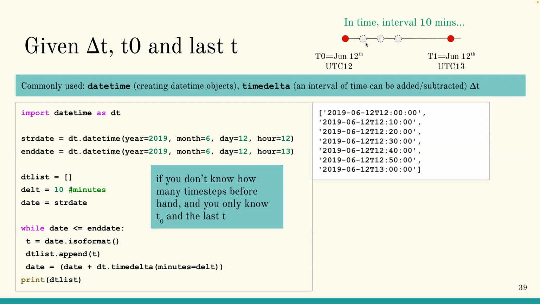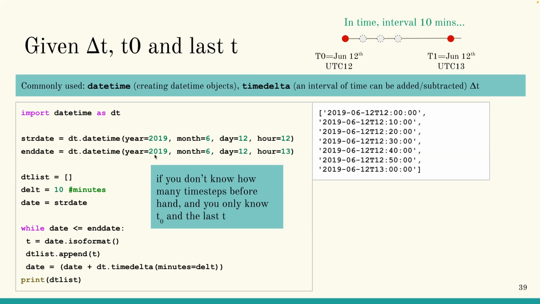We do not know the number of data in here. We just know the beginning, the end, and delta T. Okay, so how do we do that? We have the start time, T0, the end time, last T, with year, month, day, hour.